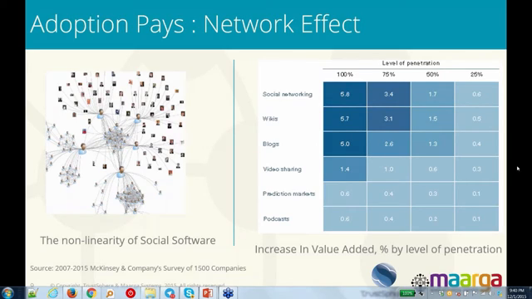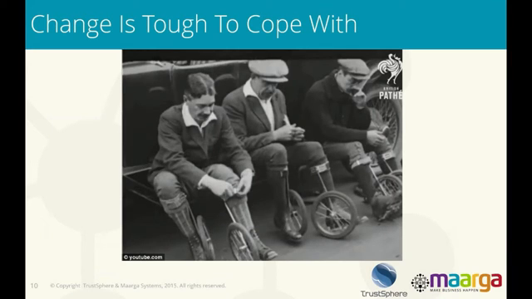So adoption pays. The key thing that we know is that when we have invested in a technology and we get people to really use the technology, it results in business outcomes, and that's what we're interested in. But change is tough to cope with. Knowing that this technology or this platform is superior to other platforms is very different than using it, seeing the benefit out of it, being convinced about it, and living it, right?